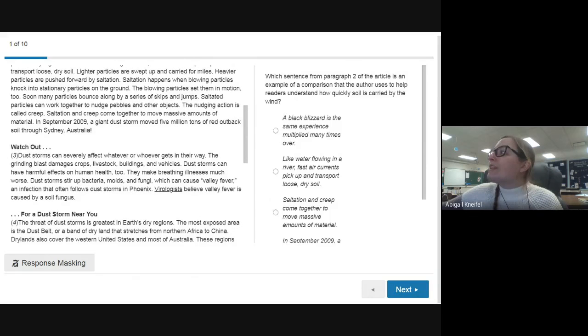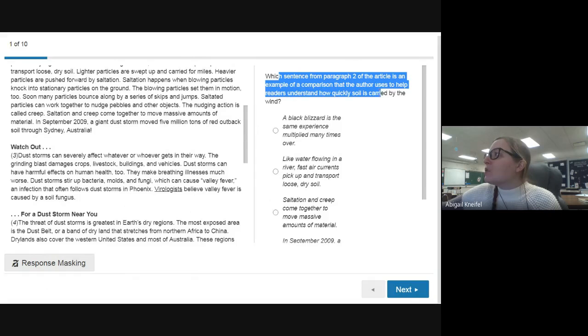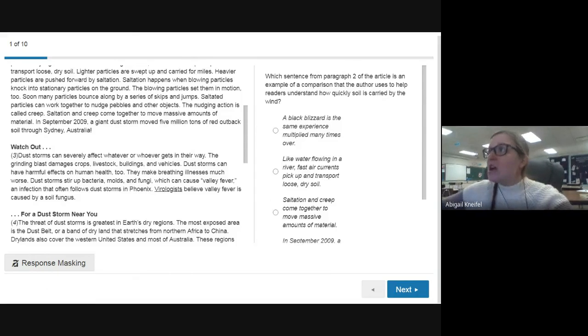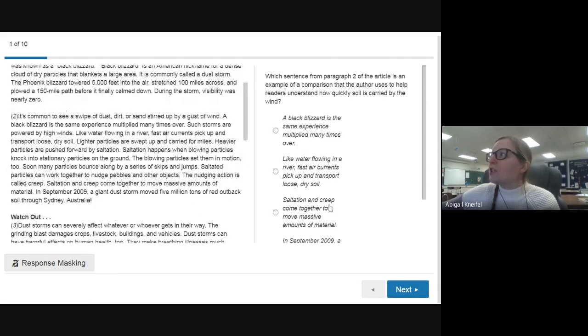So, which sentence from paragraph 2 of the article is an example of a comparison that the author uses to help readers understand how quickly soil is carried by wind? We know what a comparison is. We read comparisons this week in our story when they talked about how the lithosphere is like the skin of an apple. Okay. So you're going to have to read paragraph 2. And which one of these is a comparison?